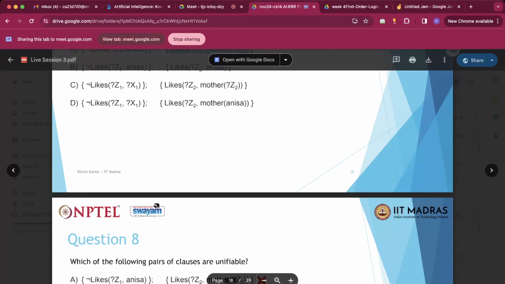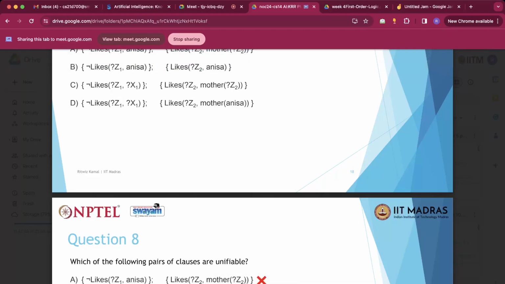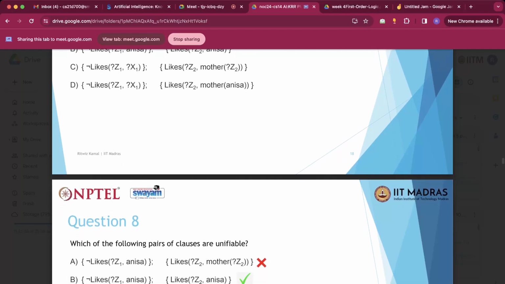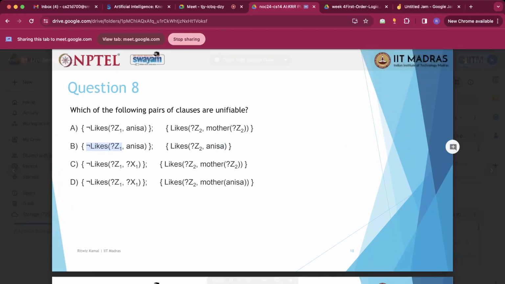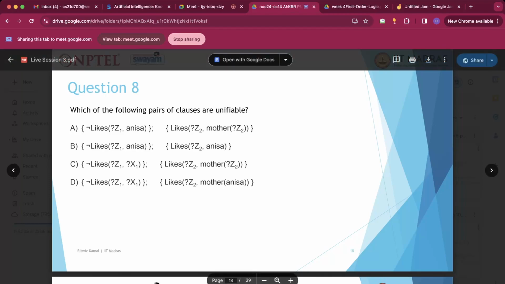What about option B? Option B is correct actually, because both are constants and the first one is a variable, right? That's right. So option B will be correct because Anisa can be substituted for Anisa. This is a constant, this is a constant, and Z1 and Z2 can be substituted, because remember a variable can be substituted if what is being substituted with it does not contain the variable, right? So if this had been Z1, then we wouldn't have been able to unify it. If both had been Z1 or Z2, then we wouldn't have been able to unify it. But since this is z1 and z2, we can do the unification and say that option B is correct. Okay. What about option C?